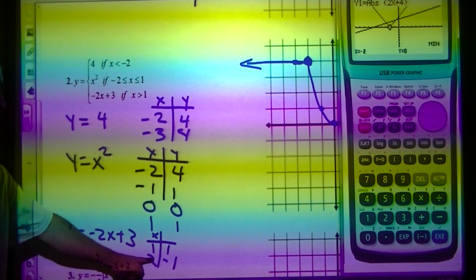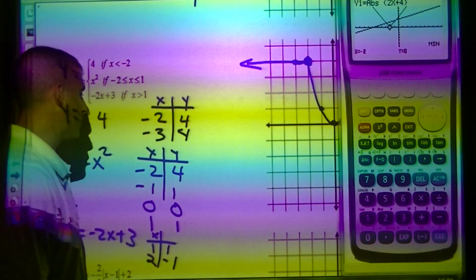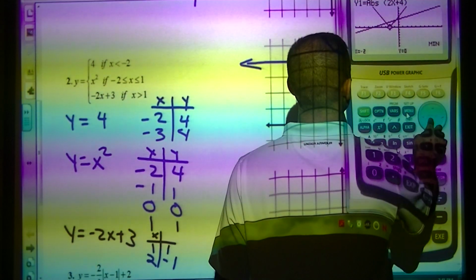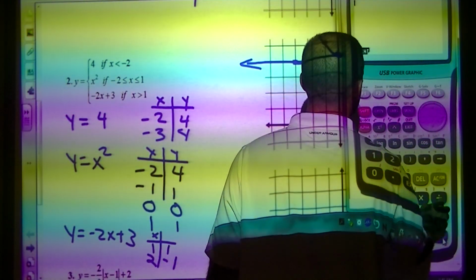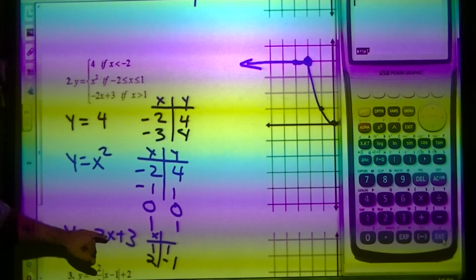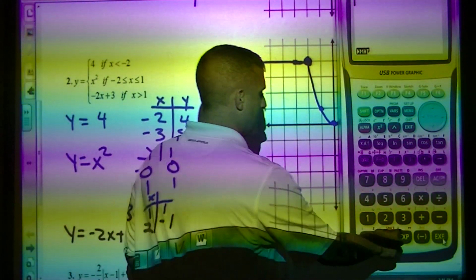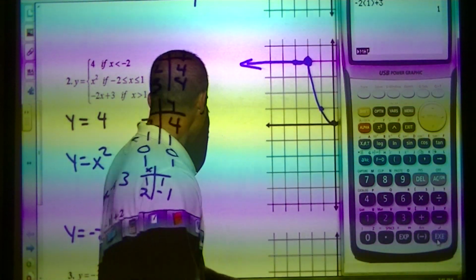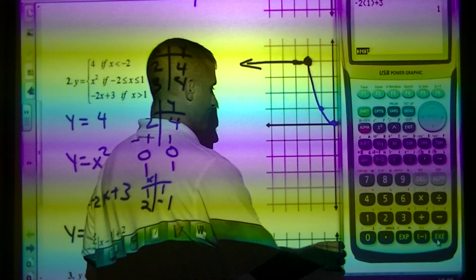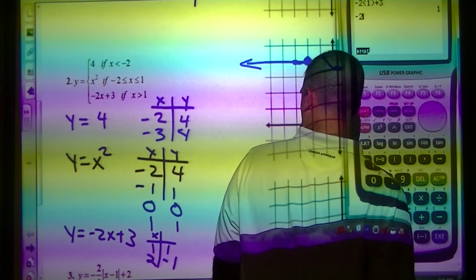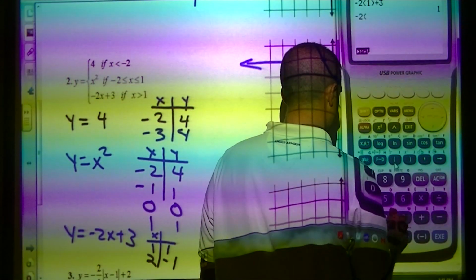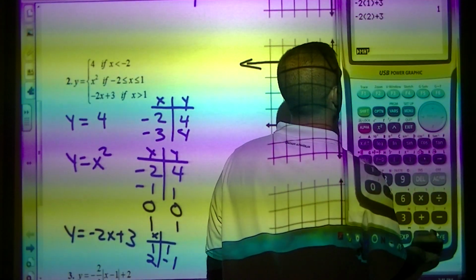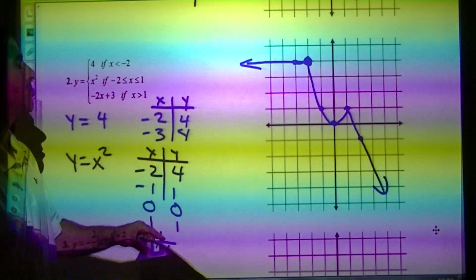Okay, so I put negative 2 in there. Let me go back to the menu. If you need to do that, go ahead and substitute. You could probably use mental math, to be honest. So negative 2 times 1, plus 3, gave me 1. Times 2, negative 2, plus 3 gave me negative 1. So that's how you plot those points.